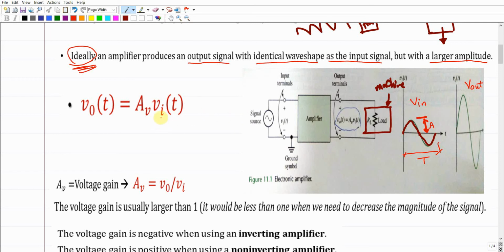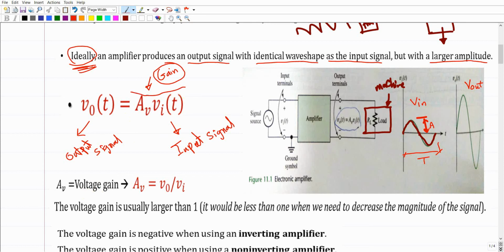So if this is V_I, the input voltage, this is the input signal, and remember that this signal, it is voltage, but we can change this signal to be current, and instead of being volt it would be current, so we're going to have the same formula. And this is the output signal, and definitely here this is the gain of the amplifier. This is known as the gain of the amplifier, and we are adding the subscript V here, indicating that this is voltage gain, that this gain is associated with a voltage signal.